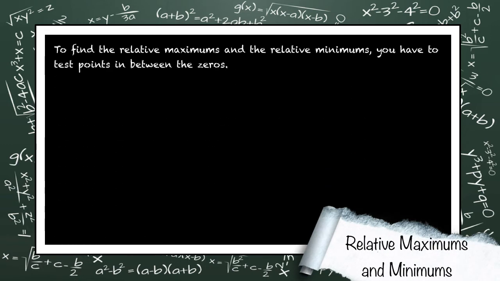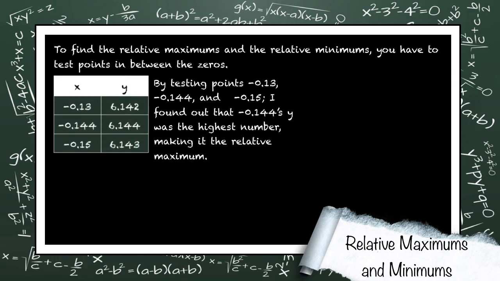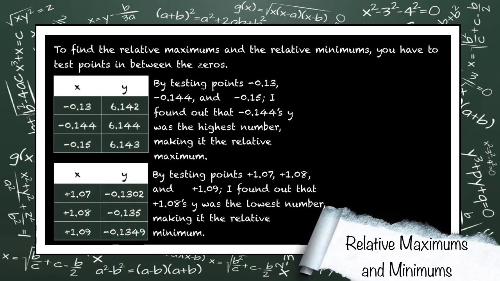To find the relative maximums and the relative minimums, you have to test points in between the zeros, like I did in the graph below. I found that negative 0.144's y was the highest number, making it the relative maximum. I did the same thing with the minimum. I found out that positive 1.08's y was the lowest number, making it the relative minimum. So the relative maximum is at negative 0.144, 6.144, and the minimum is at 1.086, negative 0.135.